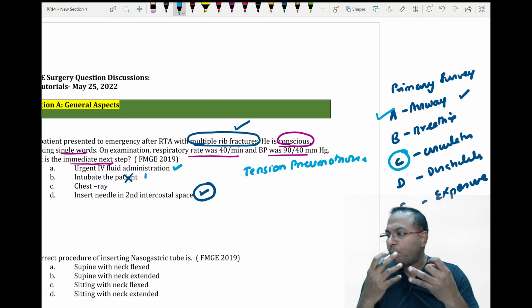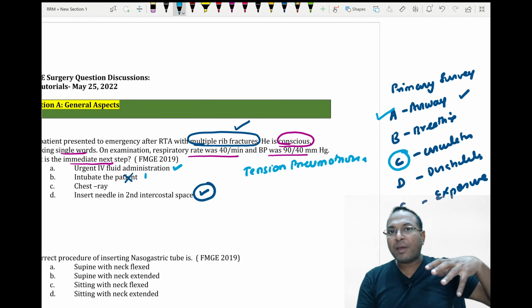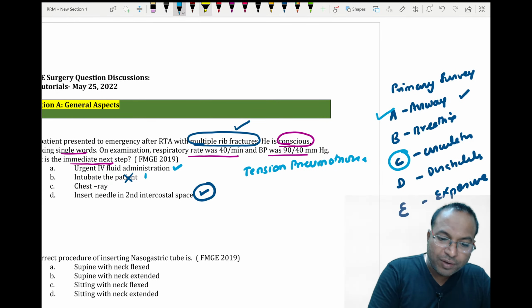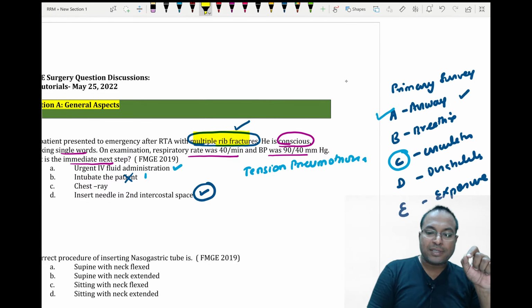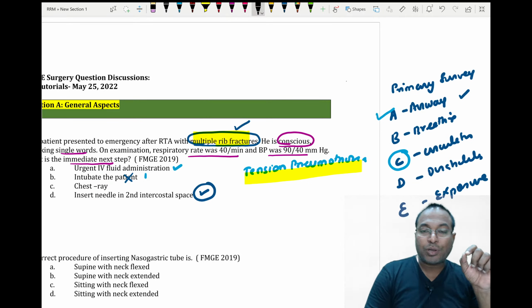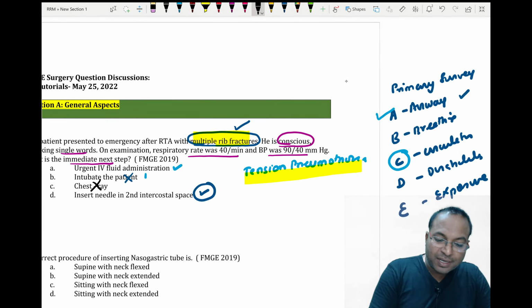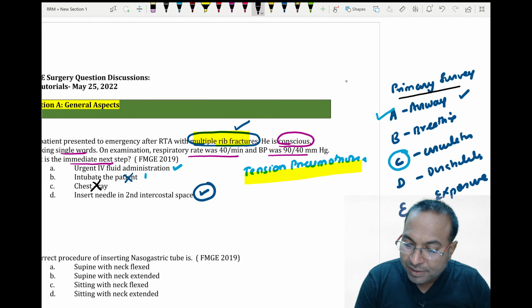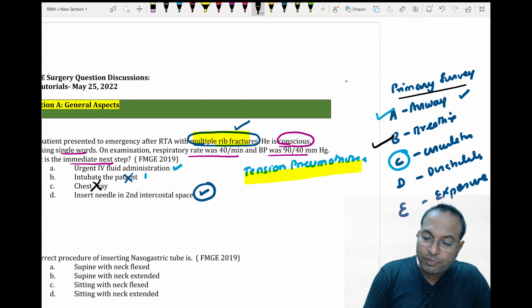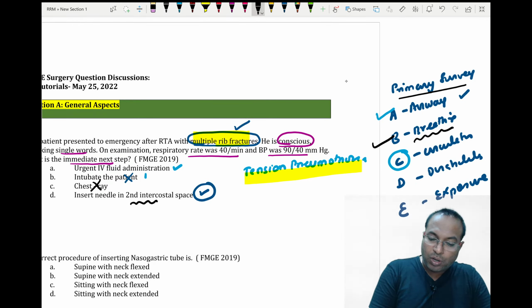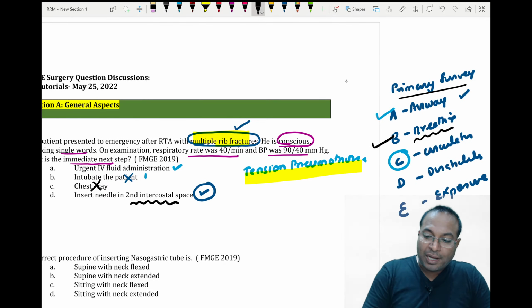If he is not able to breathe properly, it means he is having a problem in the chest. The most important problem you should note here, the clue given, is multiple rib fracture. The catch point is that we have to treat the tension pneumothorax. Tension pneumothorax is a clinical diagnosis. We cannot wait for an X-ray. X-ray comes under secondary survey, not in primary survey. So in the primary survey, if you suspect there is a pneumothorax, immediately put a needle in the second intercostal space. Then only comes circulation.